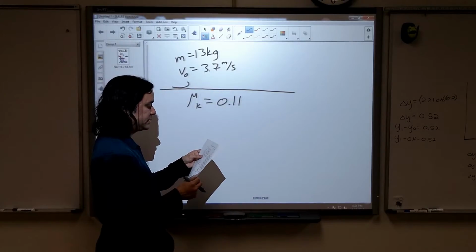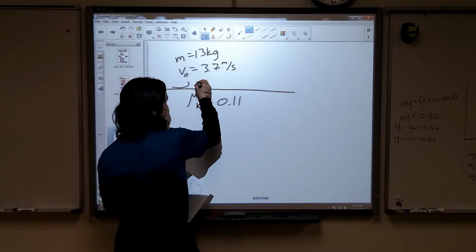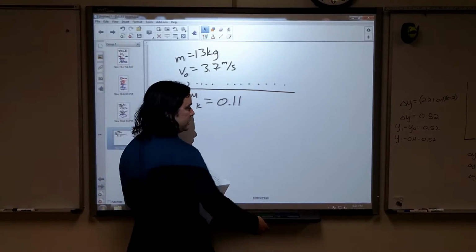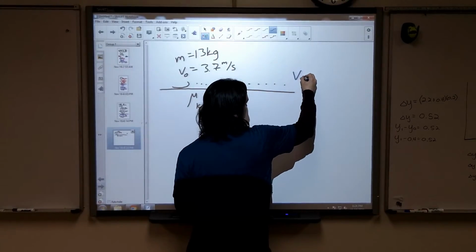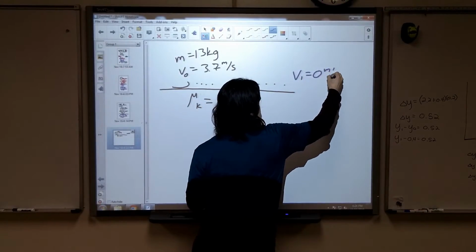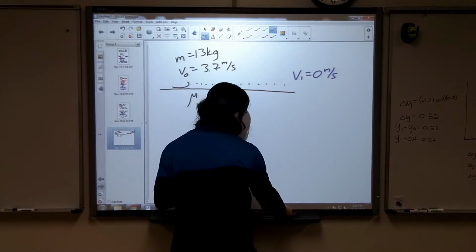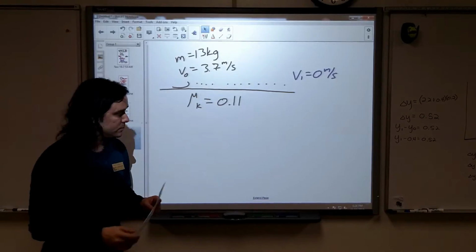Find the distance the sled moves before coming to rest. In other words, how far it goes until it comes to, well, rest means it comes to a stop. The acceleration of gravity is 9.8 meters per second squared, okay?